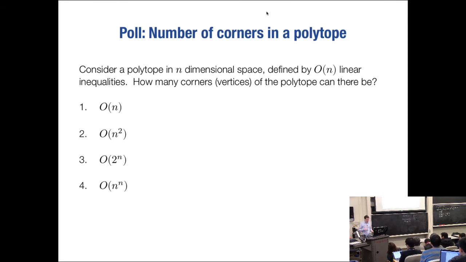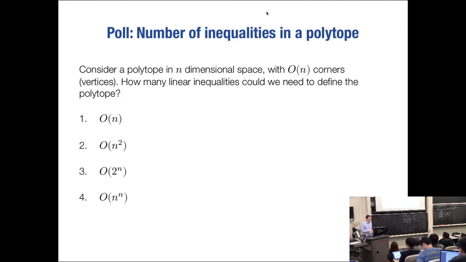So now let me ask you the flip side. What do people think about this one? If I have now a polytope in n dimensions with order n corners, how many faces can I have? How many inequalities do I need to describe that? It could be like log n, right? We know that. I'm not giving that as an option.